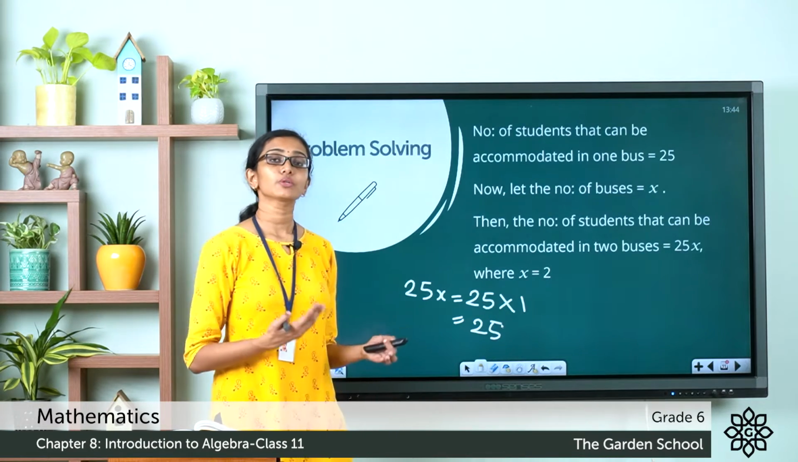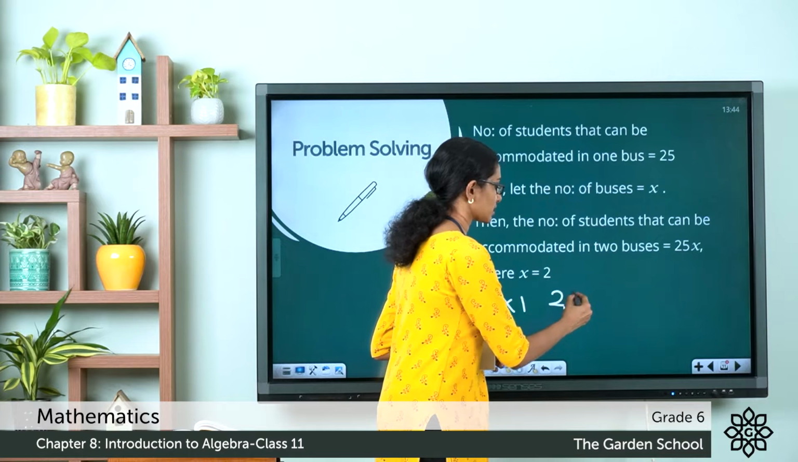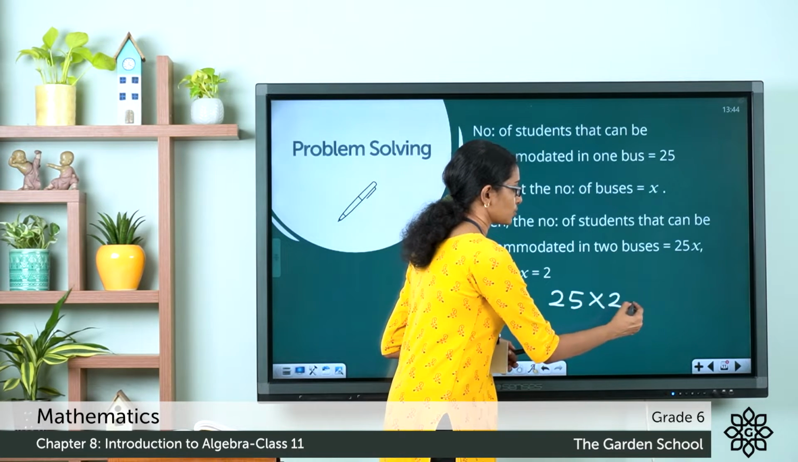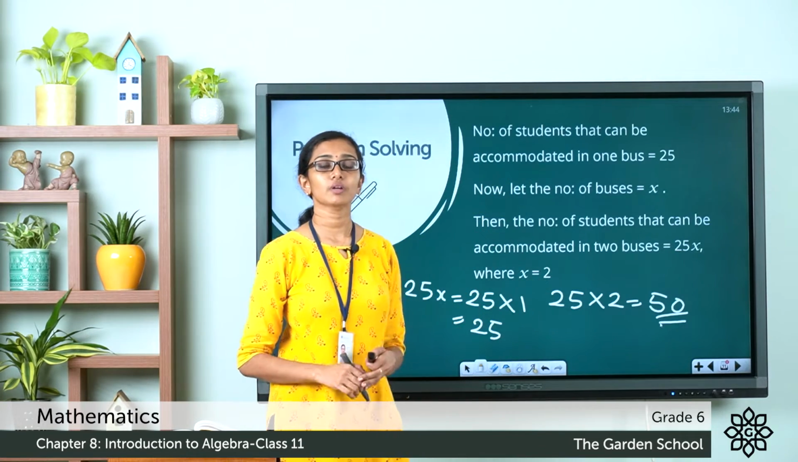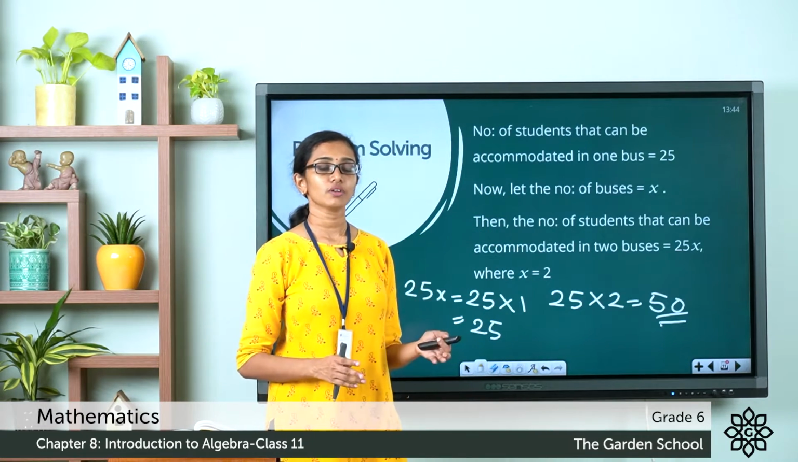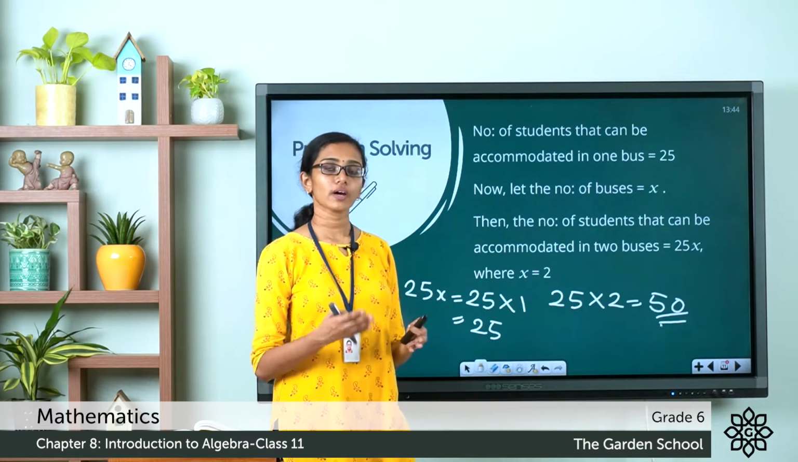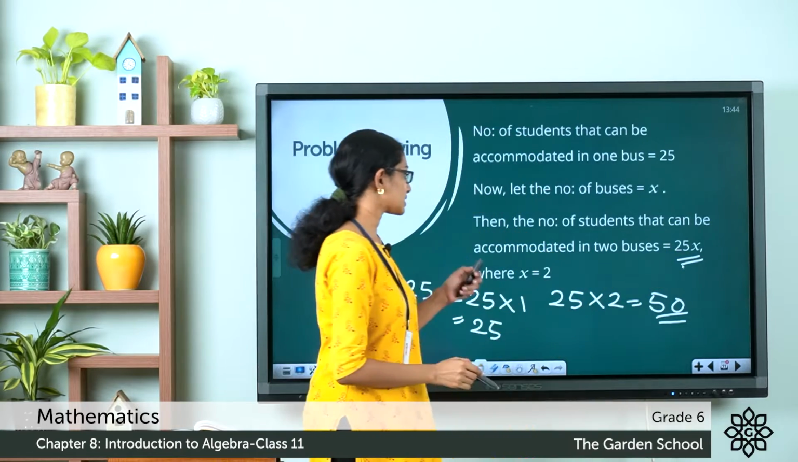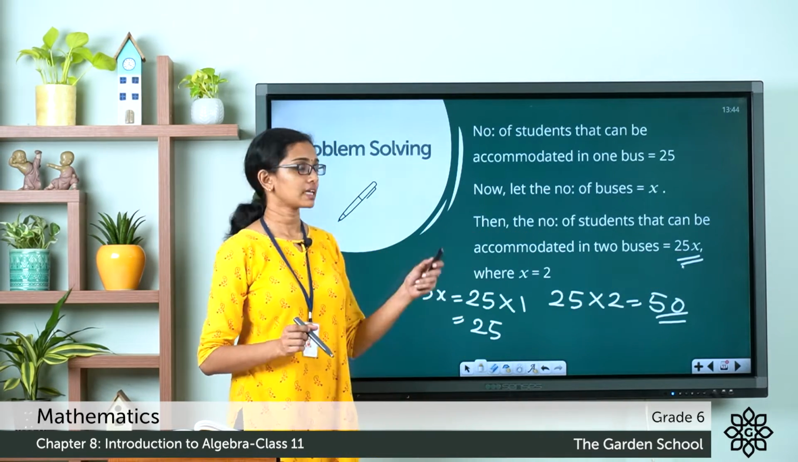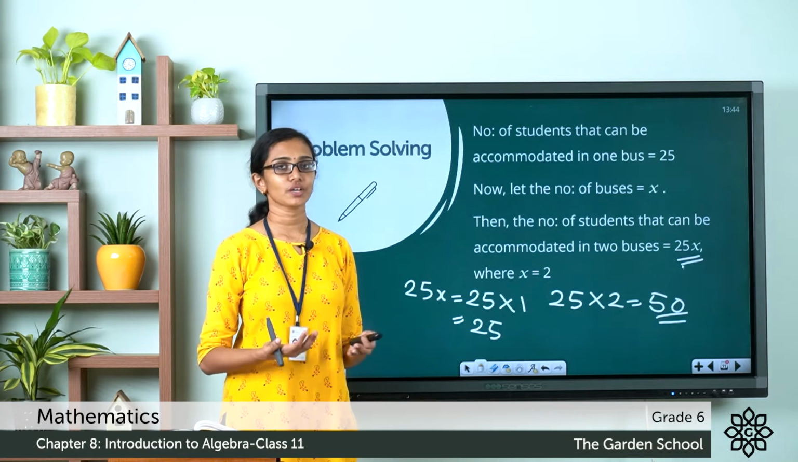Now, when there are 2 buses, x is equal to 2. Hence, 25x becomes equal to 25 into 2, which is equal to 50. So, how many students can be accommodated in 2 buses? A total of 50. But we have a general rule to find the number of students, and that is equal to 25x, where x is the number of buses. In this case, x is equal to 2. So, that's the general rule.